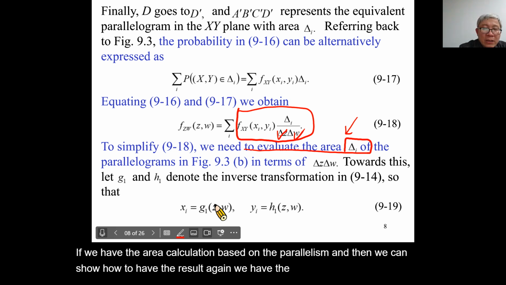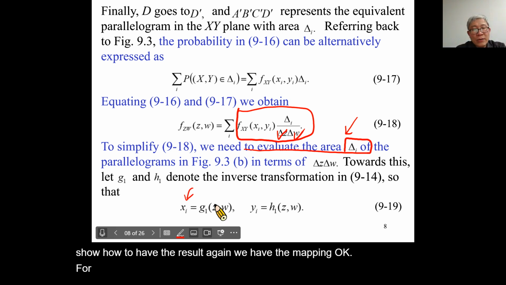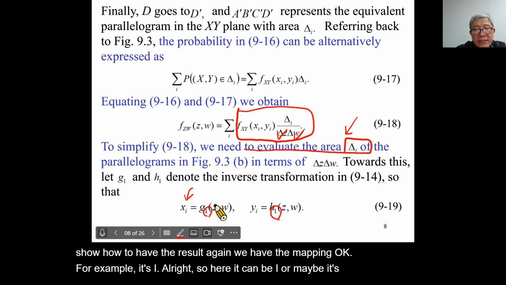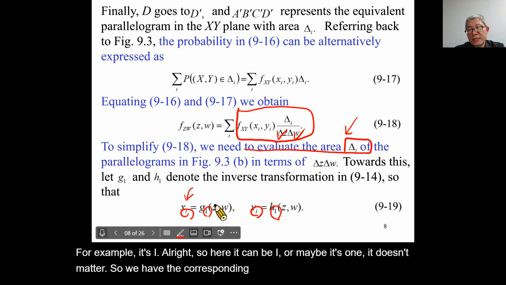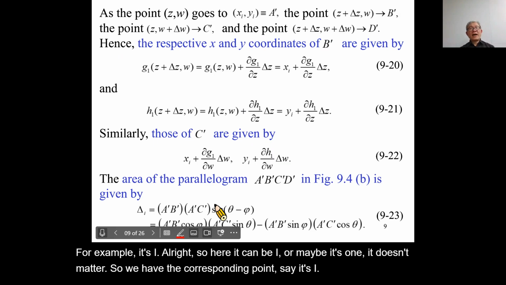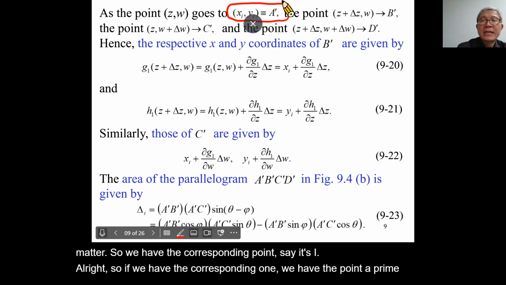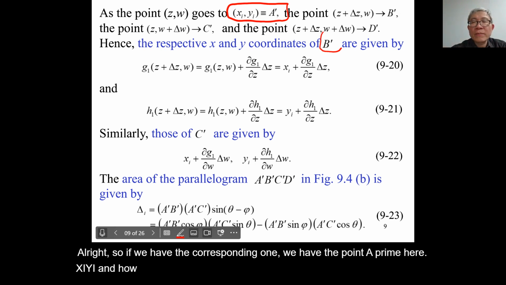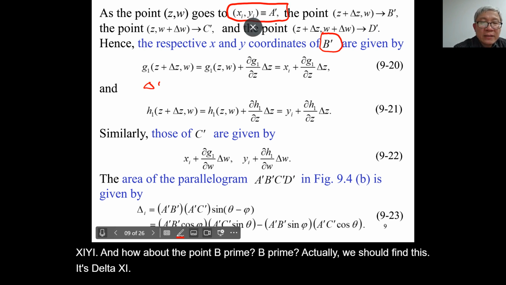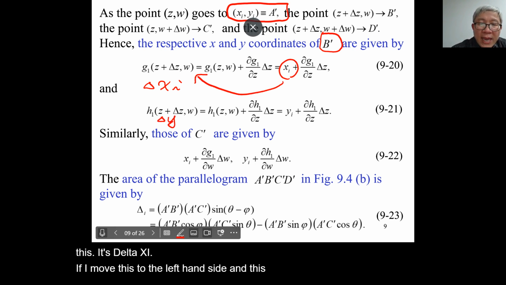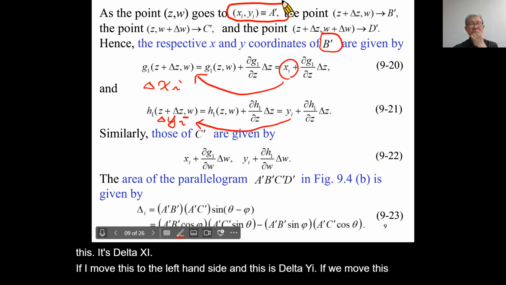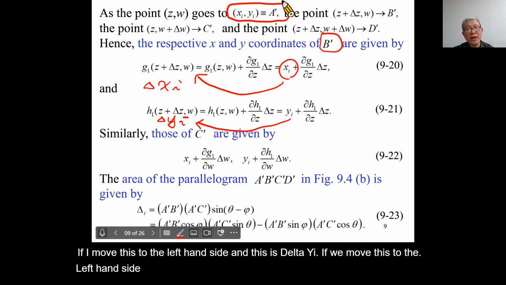Again, we have the mapping. For example, it's i, so here it can be i or maybe it's 1. It doesn't matter. So we have the corresponding point, say it's i. If we have the corresponding one, we have the point A prime here, (xi, yi). And how about the point B prime? For B prime, actually, we should find this. It's delta xi if we move this to the left-hand side, and this is delta yi if we move this to the left-hand side again. And right now we have this z. We have delta z.